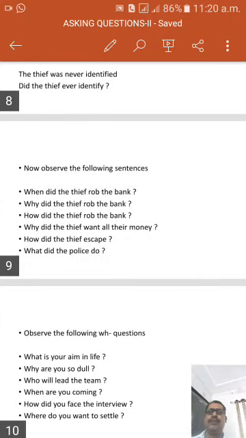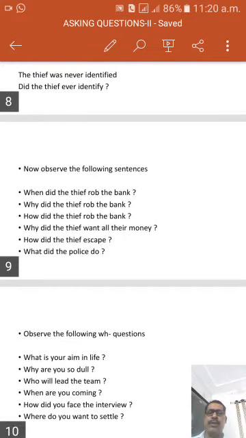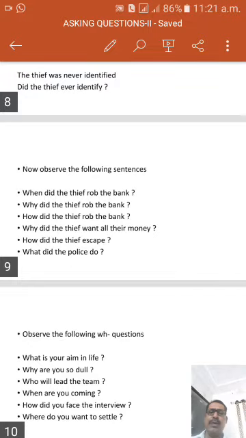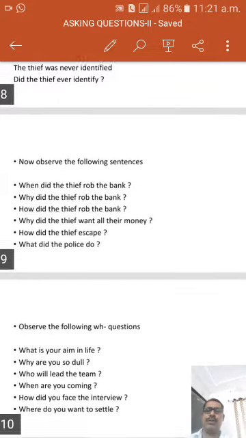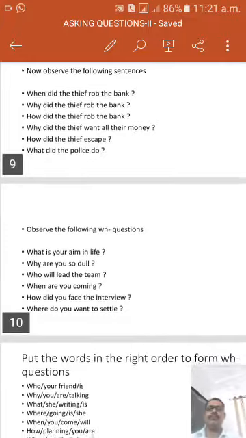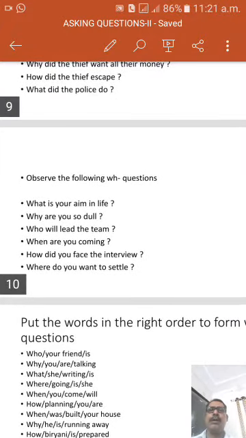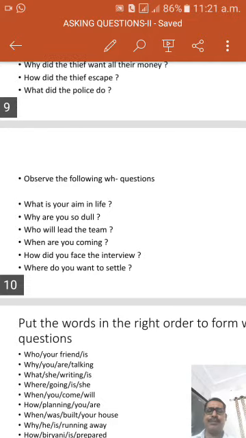See, the difference between the previous questions and these questions is that the previous questions are yes or no type questions. All the questions were beginning with did. These questions are WH questions. All the questions are beginning with WH words. Now look at some more WH questions.